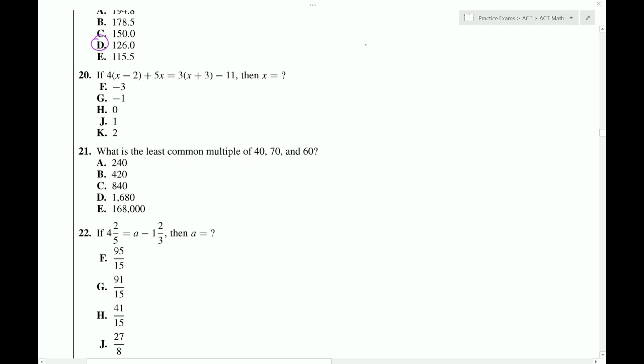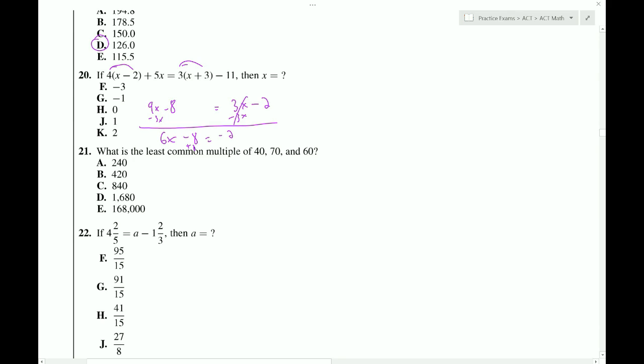Alright, so here we just have to distribute the 4x minus 8 plus 5x, and then distribute the 3x plus 9 minus 11. Plus 9 with minus 11 makes it minus 2, right? And then we have 4x and 5x, which makes 9x. Then we could subtract 3x. That gives you 6x minus 8 equals minus 2.